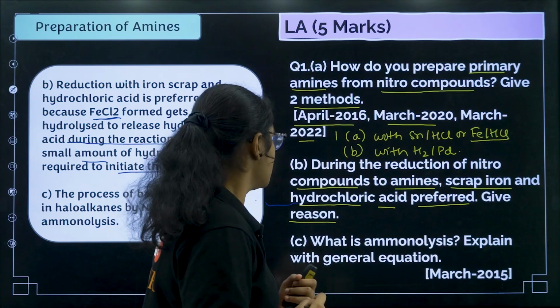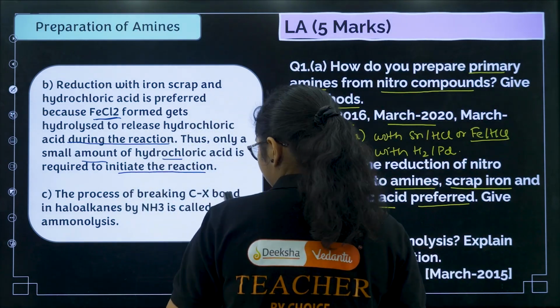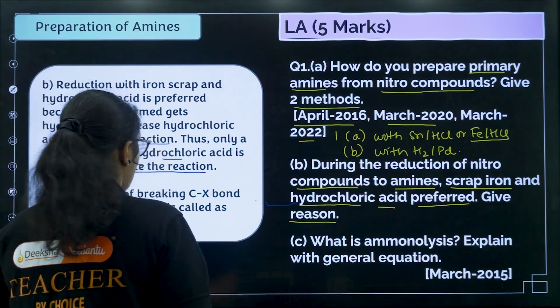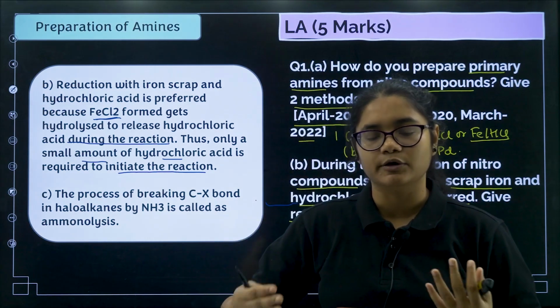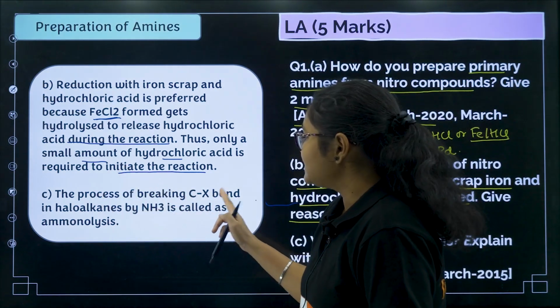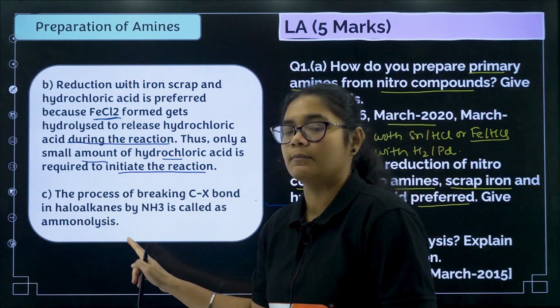Clear this question? Next, what is ammonolysis? Explain with general equation. So ammonolysis is what? One second. So lysis always means breaking. Ammonolysis means breaking using ammonia. So this is there. The process of breaking C-X bond in haloalkanes by NH3 is called as ammonolysis.